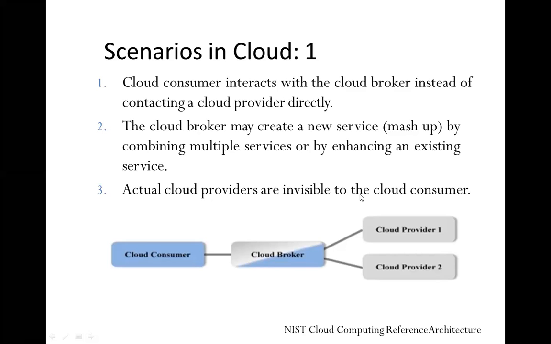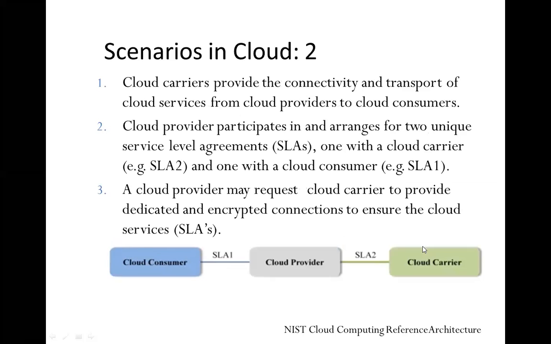So the consumer can have services from various providers. The actual cloud providers are invisible to the cloud consumer. So in one scenario the consumer is not able to see the cloud provider. The broker is providing the services from the various cloud providers, and it is acting as an intermediary between the consumer and the provider.